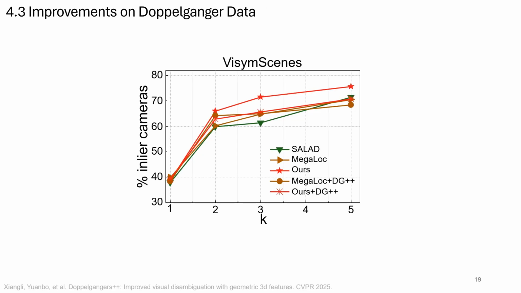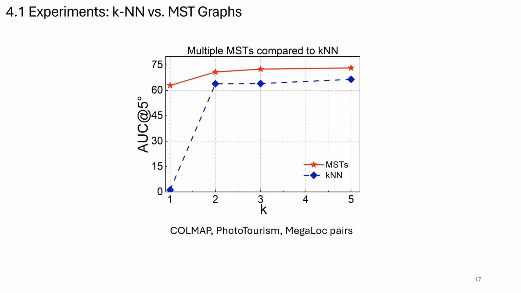More interestingly, we applied our method on Doppelgangers data, where there are duplicates in urban city scenes, which was proposed last year by DG++. We show more registered inlier cameras at the threshold of 5 degrees.